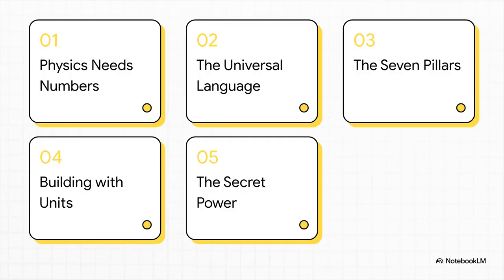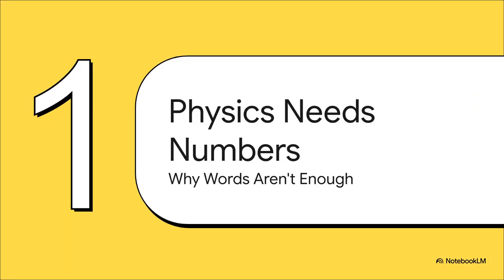So here's how we're going to break it all down. First, we'll see why physics absolutely needs numbers. Then we'll dive into the universal language scientists agreed on, the SI system. After that, we'll learn its 7 fundamental letters, the alphabet of science. We'll see how to build bigger ideas, or words, with those letters. And finally, I'll show you a kind of secret power this gives you to check your own work. All right, let's get right into it.